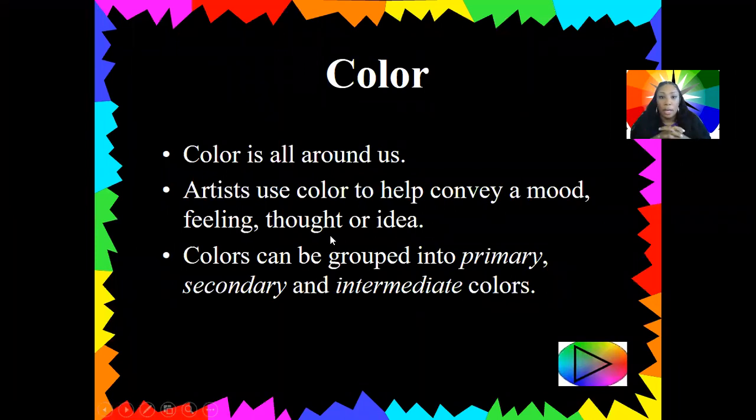So understand that color is all around us. Artists use color to help convey a mood, a feeling, a thought or idea. Colors are associated even with emotions. So if you're sad, of course, you're going to think about using colors that are darker, like blues and grays, things like that. If you're happy, sometimes people use colors like yellows and reds and oranges because they're in a good mood. Okay, so colors can be associated with emotions. Colors can also be grouped into primary, secondary, and intermediate colors, okay? We're going to break those down and dissect those.